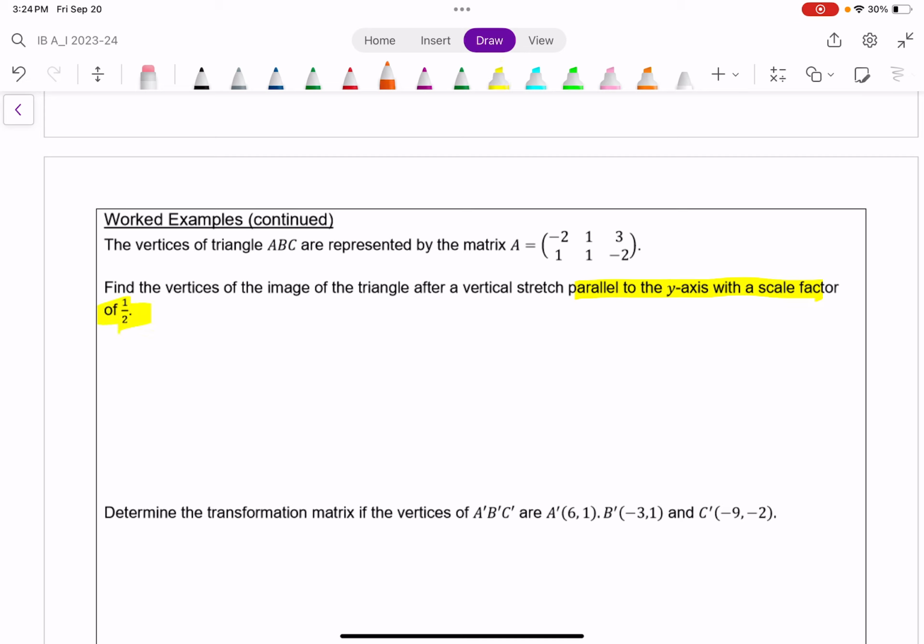Well, a vertical stretch means a stretch that's going either this way or this way, depending on if it's an expansion or a compression. And notice all these arrows I drew are vertical. They're parallel to the y-axis. So I think the most important part of this is it's a vertical stretch by a scale factor of 1/2.